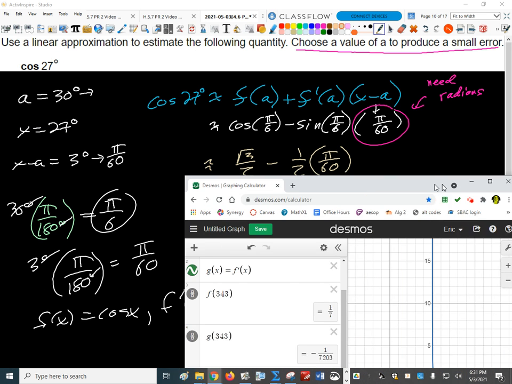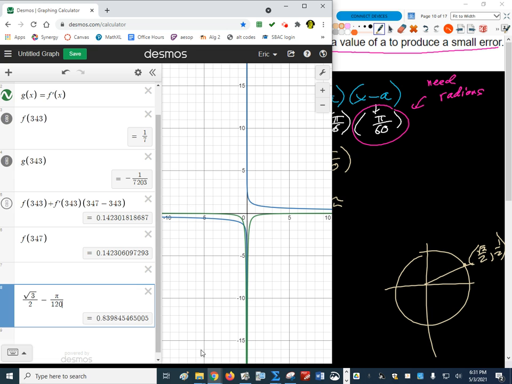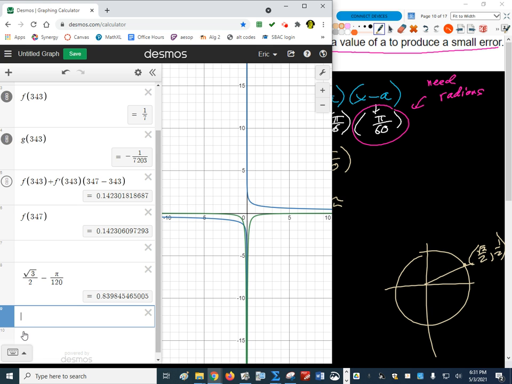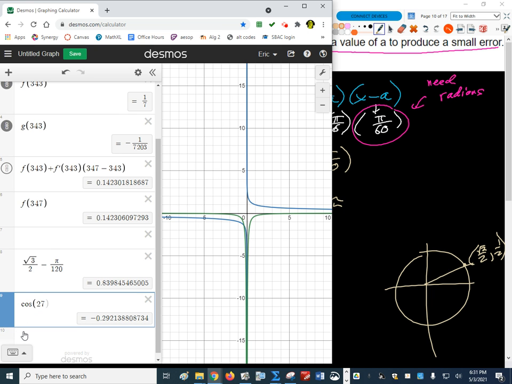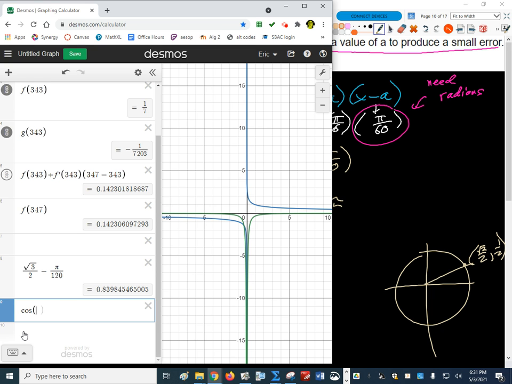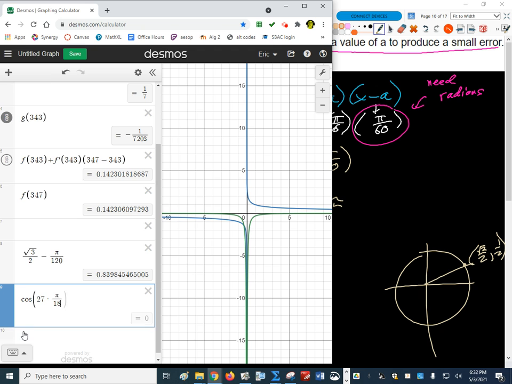What's the exact answer? Well, the exact answer would just be cosine of 27. Oops. Well, we'd have to put that in radians, wouldn't we? So we'd say cosine of 27 times pi over 180. And it's not that close, fairly close, but not that close. I mean, we're reasonably close, but 0.84 compared to 0.89. So we're off by 0.05. Okay?